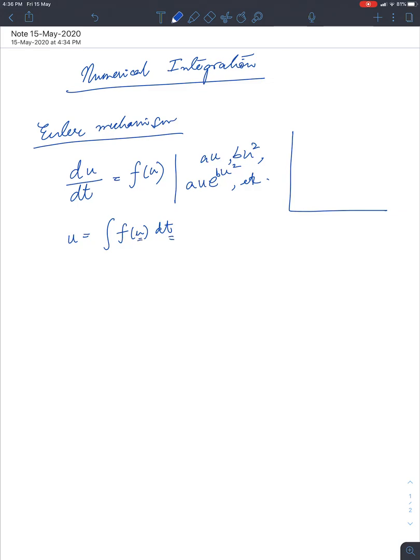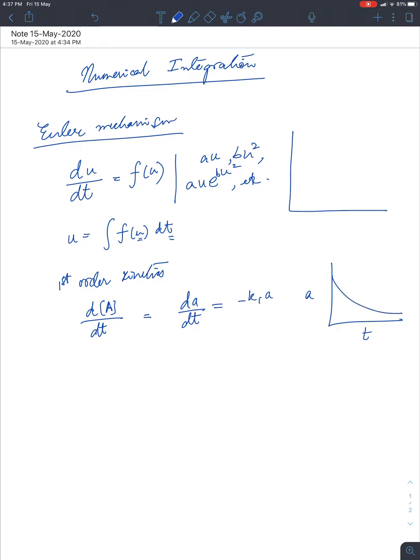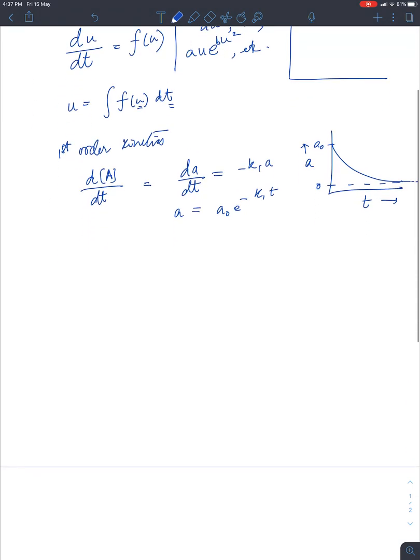But let us take, for example, the first order kinetics. Then we have dA dt, which I can write as dA dt is equal to minus k1 A. And we know A as a function of time will give us exponential decay because A is equal to A0 e to the power minus k1 t, right? So it will begin from A0 and it will want to go to A equal to 0, right? Now for a simple problem like this there is an analytical solution, but how do we numerically integrate it?